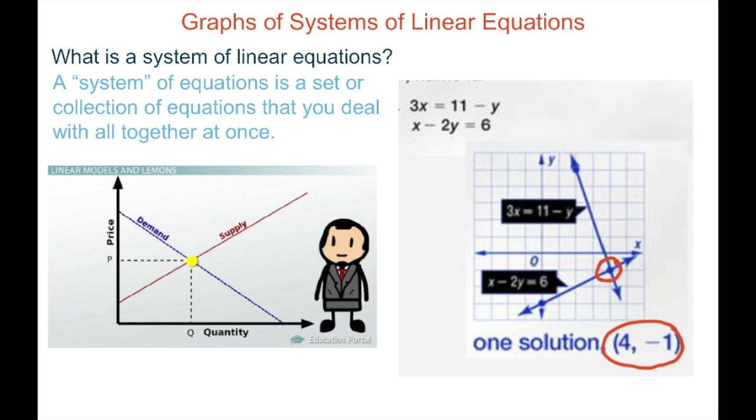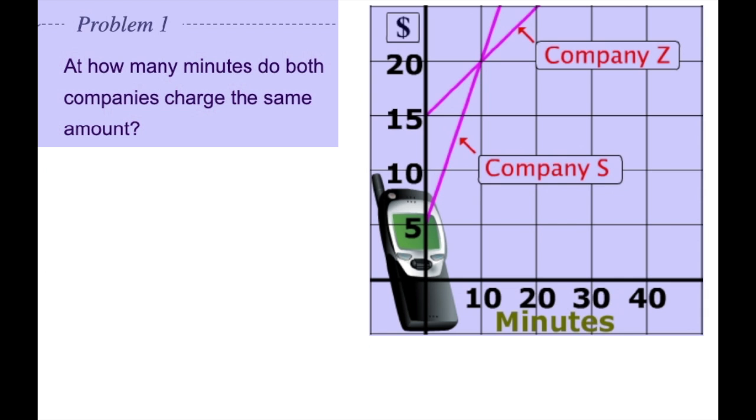Systems of linear equations are used in supply and demand situations to help businesses determine what price and quantity they should set for items before they sell them. Let's take a look at some situations where we use systems to solve problems.